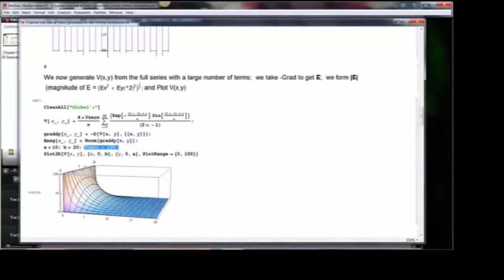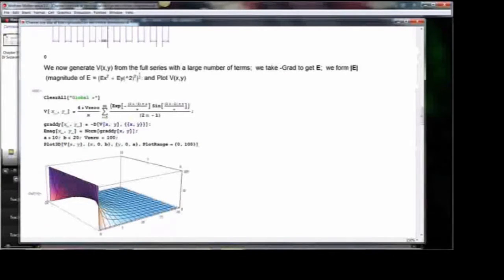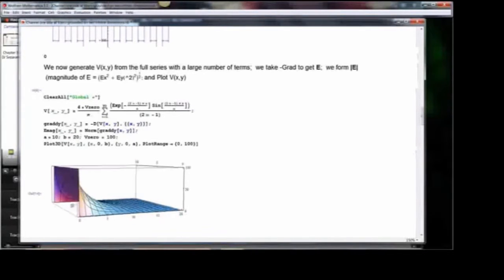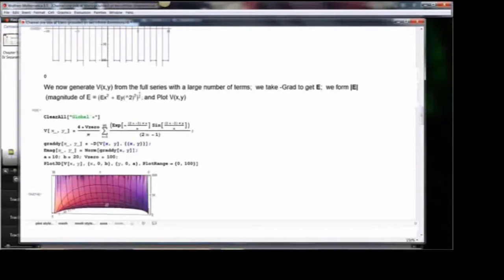So I've run this already, so here's the 3D plot of this particular function, v of x and y, where this is the x direction here, and this is the y direction. This axis is the potential. So if you look at x equals 0, then you can see that this function is very close to a square wave. It goes up, it goes across, and then it comes down again.